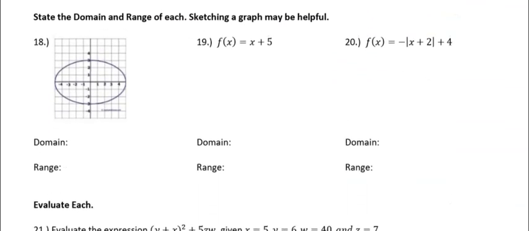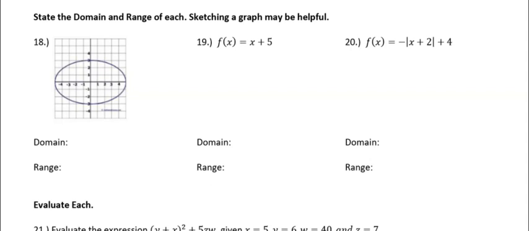When I look at something like these, it says state the domain and range this time. And it says to sketch a graph that might be helpful. If necessary, you can sketch one. Again, when we talk about domain and range, we're just asking ourselves what values are represented. What x values do I have data for? What x values exist on this?